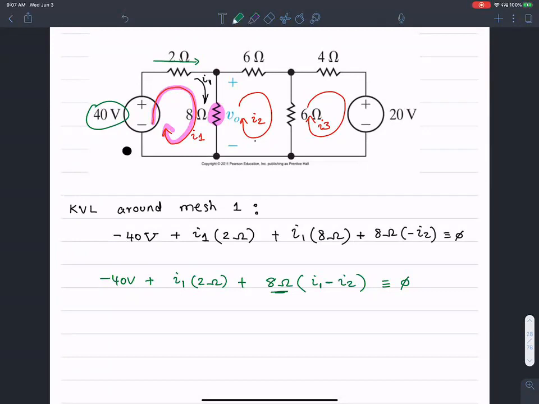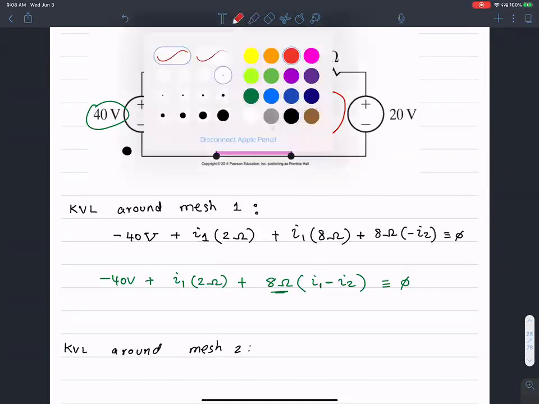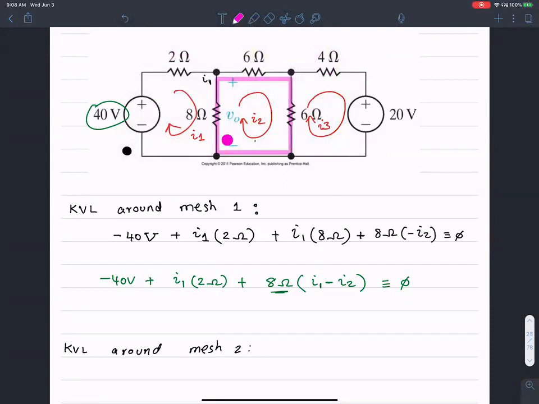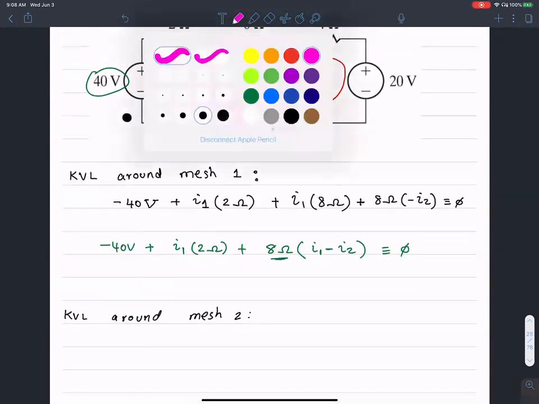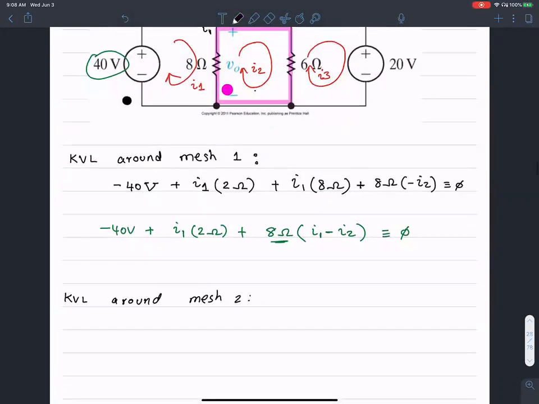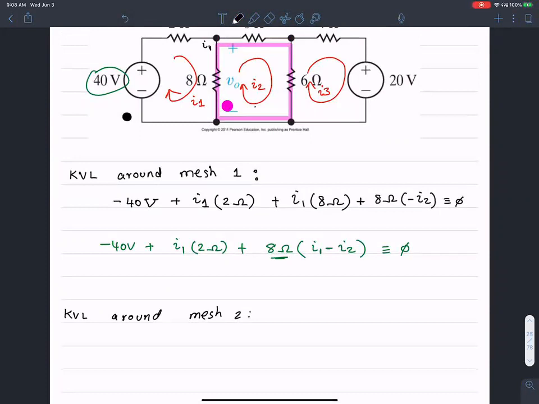So let's do the exact same thing: KVL around mesh 2, the second mesh here, which is this guy. As always, I begin at the lower left corner and follow a clockwise path along that mesh. Let me set up my equations for that. There are two branches of current flowing through the 8 ohms resistance. The first resistance from the lower left that I encounter is the 8 ohm resistance.